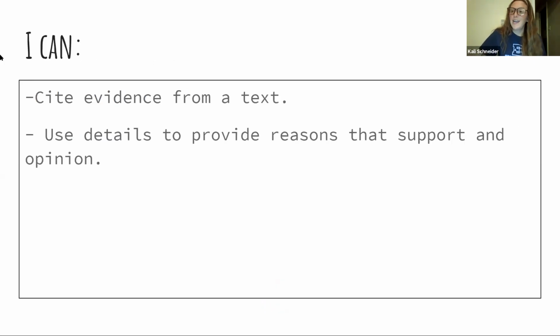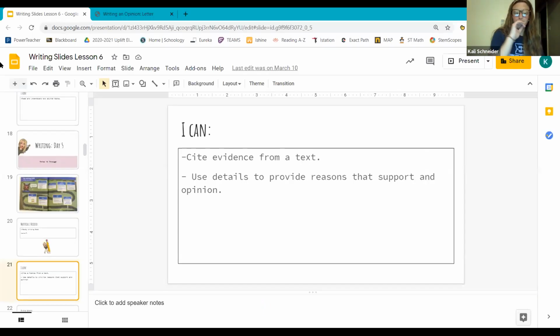Our objectives today are I can cite evidence from text and I can use details to provide reasons that support an opinion. So our goal is to be able to cite our evidence and give reasons for our opinion. And it's okay to have different opinions because our opinions are our own thoughts. There's no right or wrong opinion. So as long as you can give me evidence and proof.